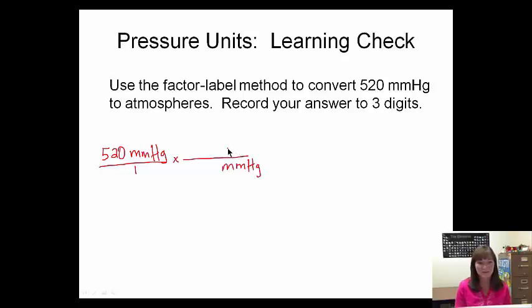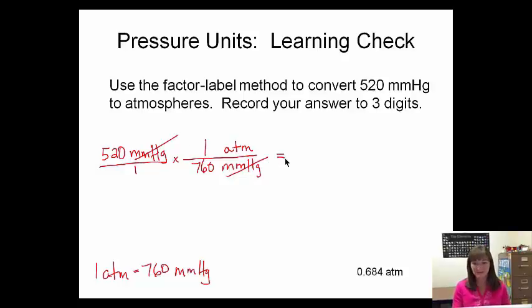The question wants me to convert this to atmospheres, which is abbreviated ATM. If you look on your information sheet, it tells you that 1 atmosphere is equal to 760 millimeters of mercury. So using that equality, I'm going to put the 760 millimeters of mercury in the denominator and the 1 ATM on the top. That way my millimeters of mercury cancel, and I have atmospheres. When you type that in your calculator, and I told you I wanted it to 3 digits, that's going to be 0.684 ATM.